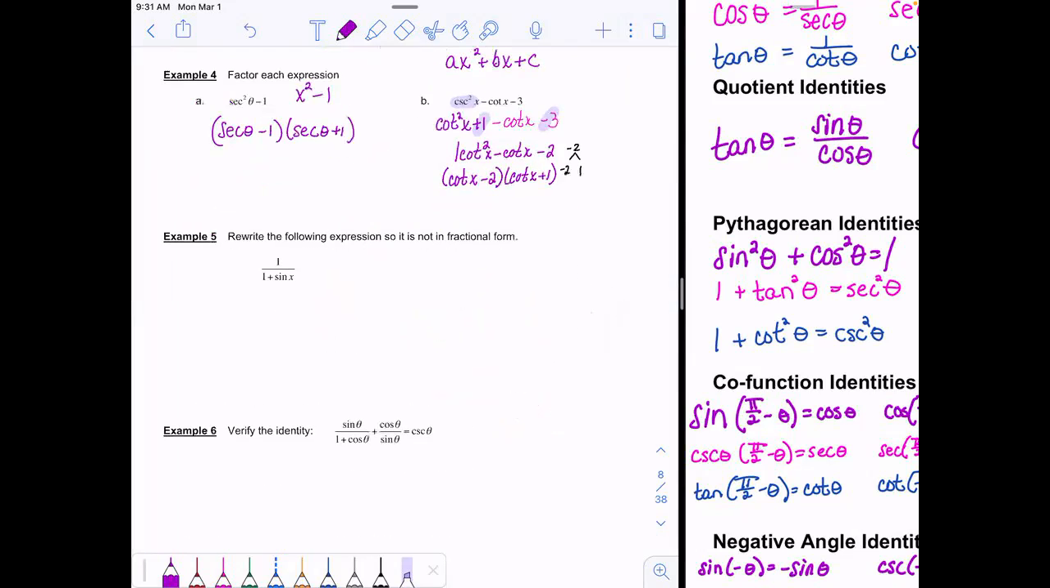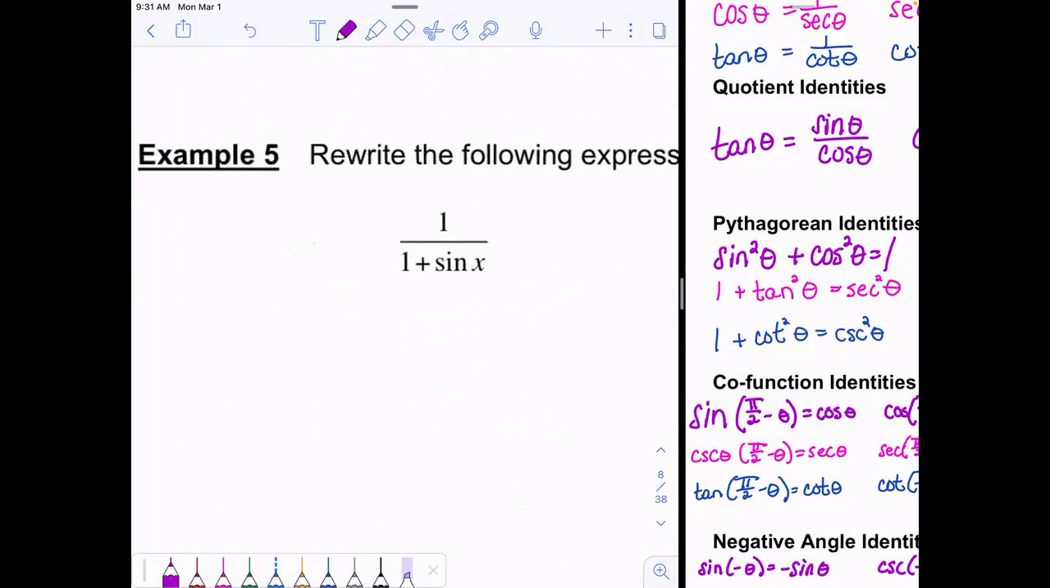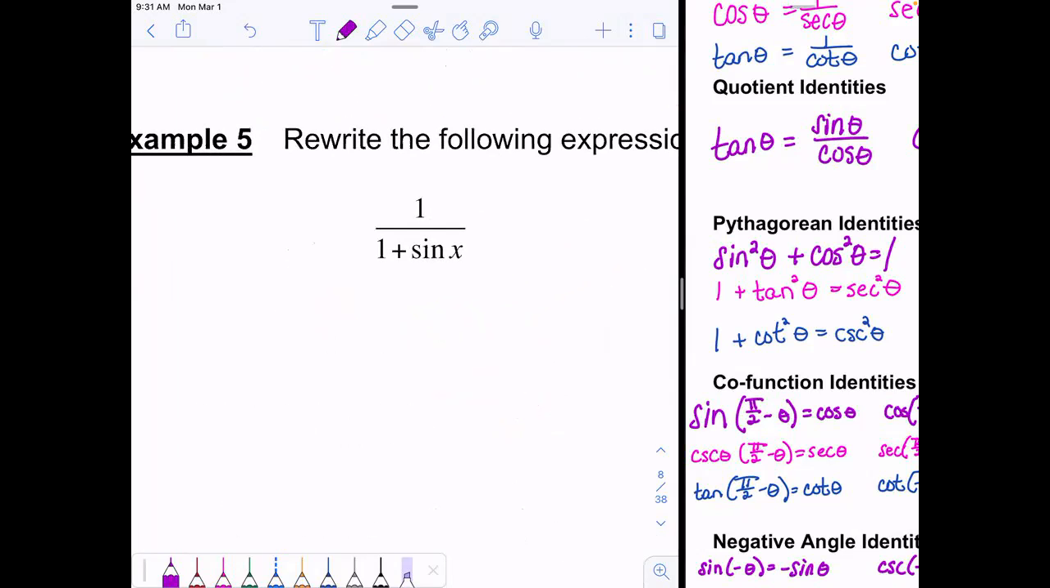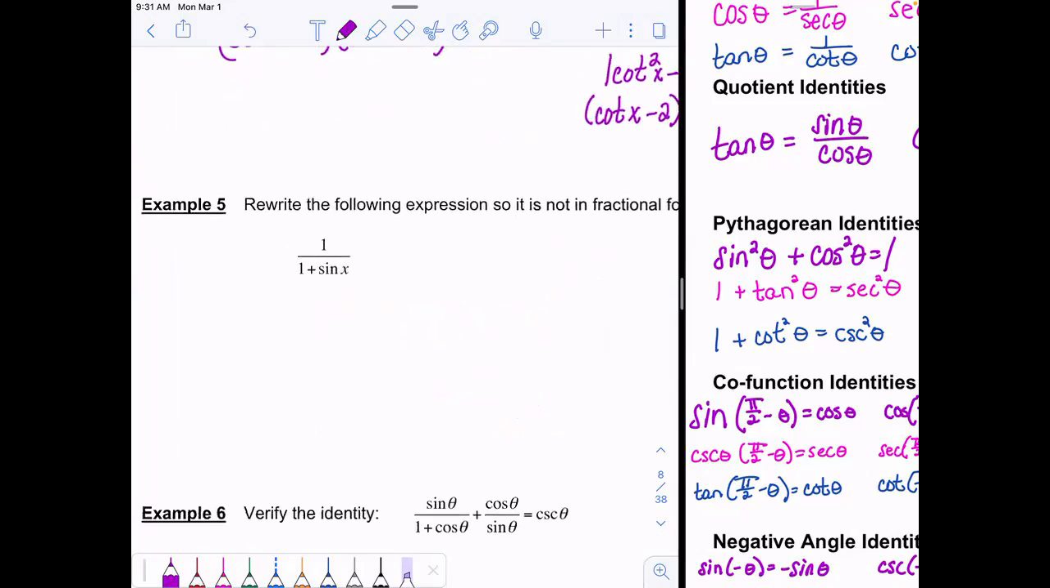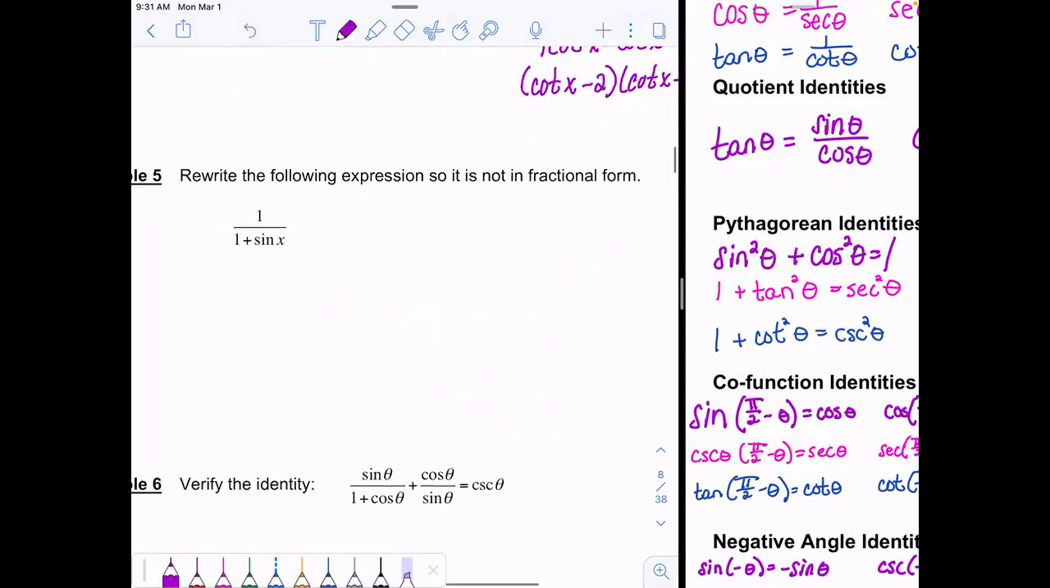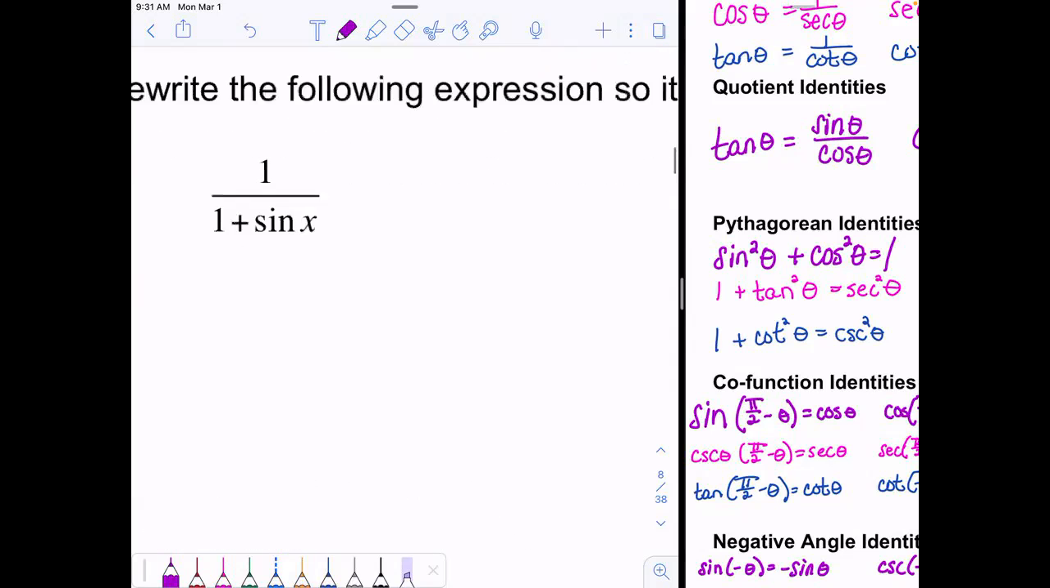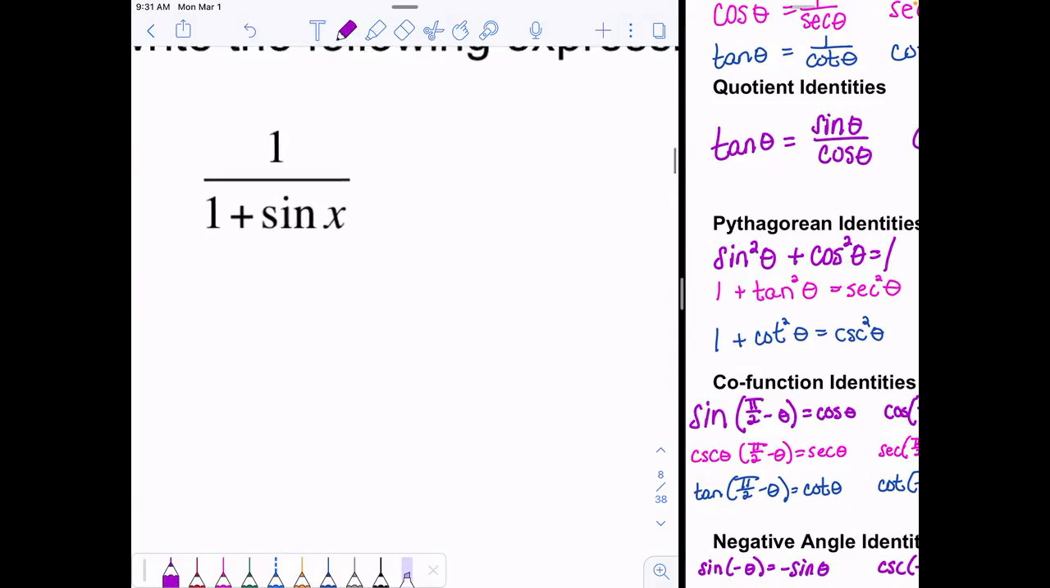So there are two more problems down below, and we will start example 5 here. Example 5 says rewrite the following expression so that it is not in fractional form. And we have 1 over 1 plus the sine. So the goal is to make it not a fraction.